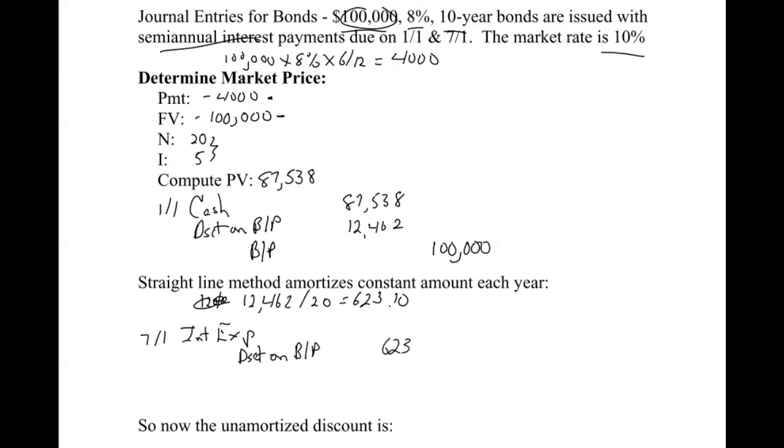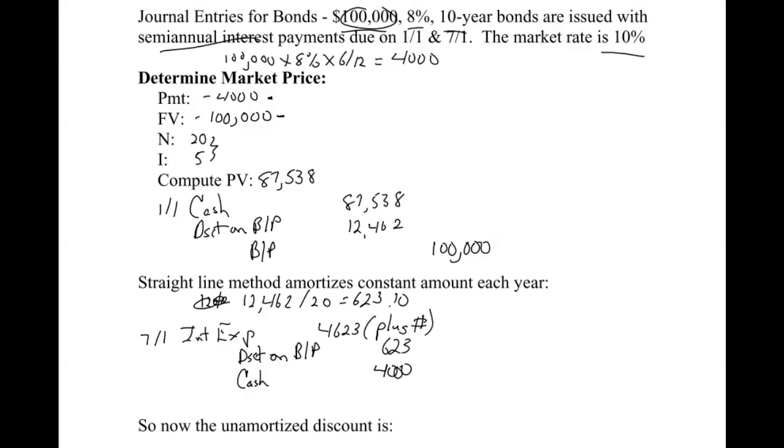I'm going to leave off the 10 cents because it doesn't matter for this journal entry. And then I'm crediting cash for the 4,000. That number I've already determined. So that's the amount that I'm sending to my investors every 6 months. I'm amortizing 623, which makes this 4,623. This is essentially a plug number, which means it's just the number that makes my journal entry balance.